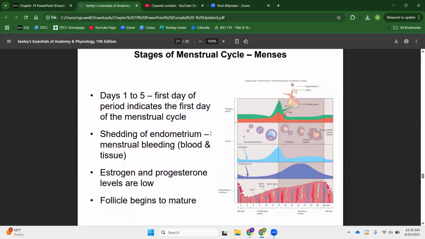So the very first day of the menses or the period is the first day of the menstrual cycle. So that is when the endometrium is actually sloughing off. There's going to be bleeding because you have actual blood and tissue. That endometrial tissue is leaving via the cervix and vagina. And so that means that implantation did not happen. So estrogen and progesterone levels are going to be very low at that point. This is also when we're going to start bumping up secretion of FSH because we want to start maturing the next group of follicles.